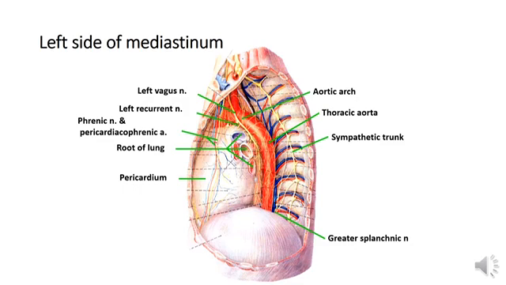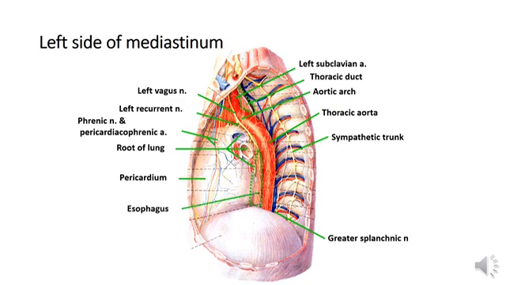This is the aortic arch with its branches: the brachiocephalic on the right, the left common carotid, and the left subclavian. This is the left subclavian artery. Here, this is the thoracic duct. And here we have the esophagus.